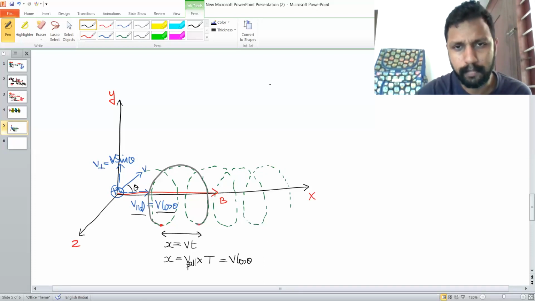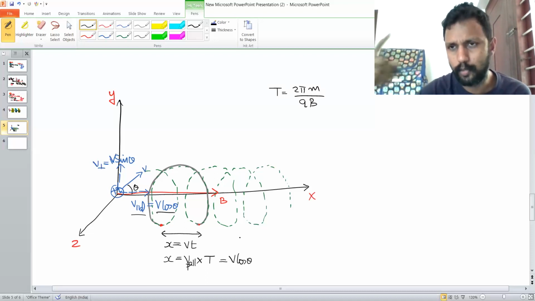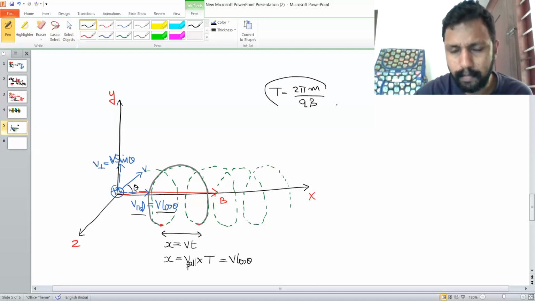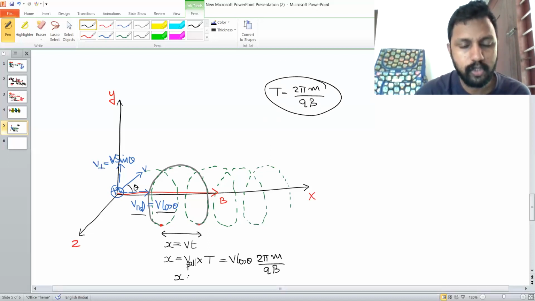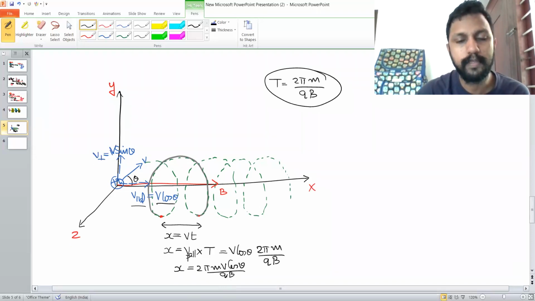Can you recall the expression for time period? Time period was 2 pi m by qb. The time period of a particle executing circular motion 2 pi m by qb ആണ്. ഇവിടെയുള്ള time period 2 pi m by qb ആണ്. കാരണം time period is independent of velocity. Velocity നെ ഡിപെൻഡ് ചെയ്യുന്നില്ല. അതുകൊണ്ട് ഇവിടെയും time period 2 pi m divided by qb. Then we could write pitch of the helix as 2 pi mv cos theta divided by qb. This is the expression for pitch of the helix.